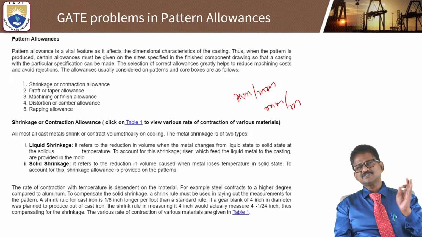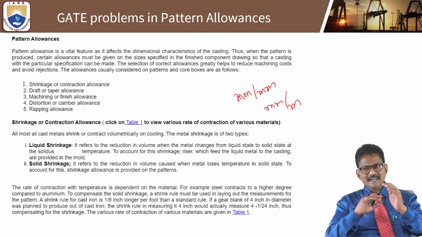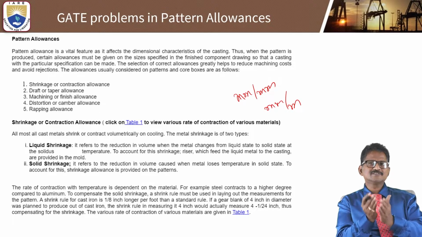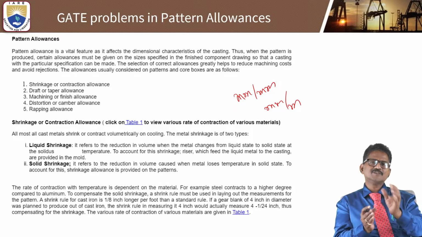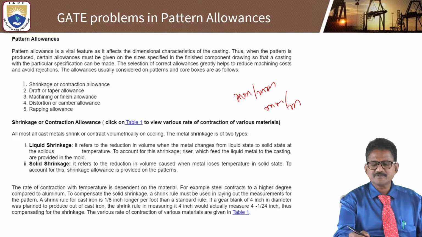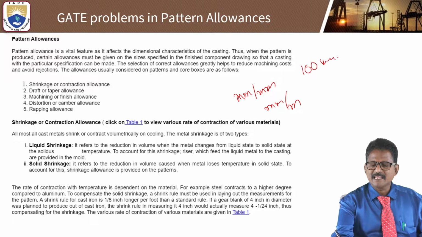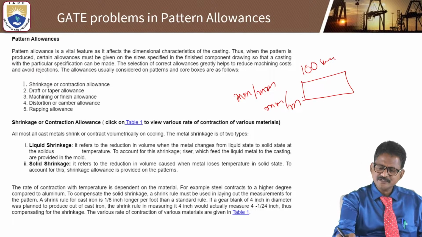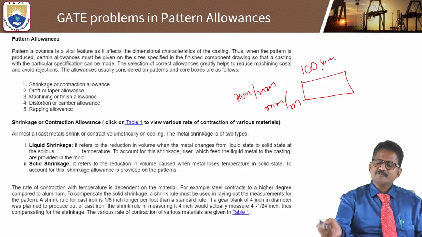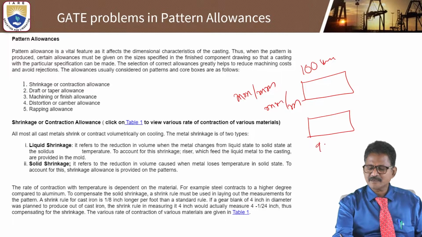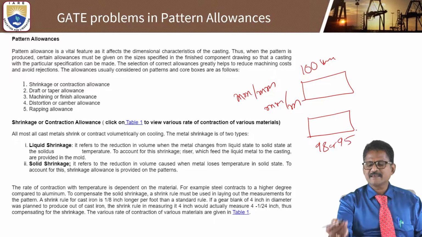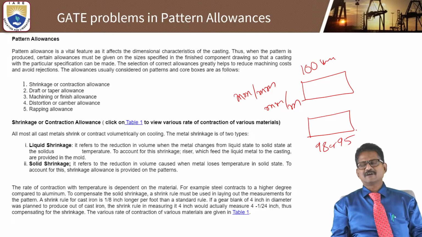Solid shrinkage refers to the reduction in volume caused when the metal loses temperature in the solid state. To account for this, the shrinkage allowance is always provided on the pattern. For example, if you need exactly 100 mm length, and you use a pattern of the same 100 mm, then after pouring the molten metal it will shrink, and the component will become some 98 or 95. Some reduction in dimension can occur.